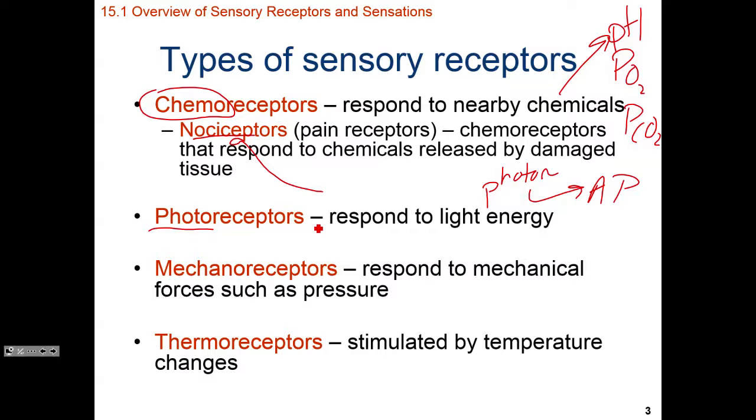We also have mechanoreceptors. These mechanoreceptors take some kind of a mechanical force and turn it to the action potential. So these are going to be our light touch receptors, our deep pressure receptors. These mechanoreceptors also can take vibrational waves and turn them into electrical signals. So think of a sound wave being turned into an action potential. That's done by the mechanoreceptors in our bodies. And then finally we have thermoreceptors. These are specialized nerve endings that change and respond to temperature fluctuations.